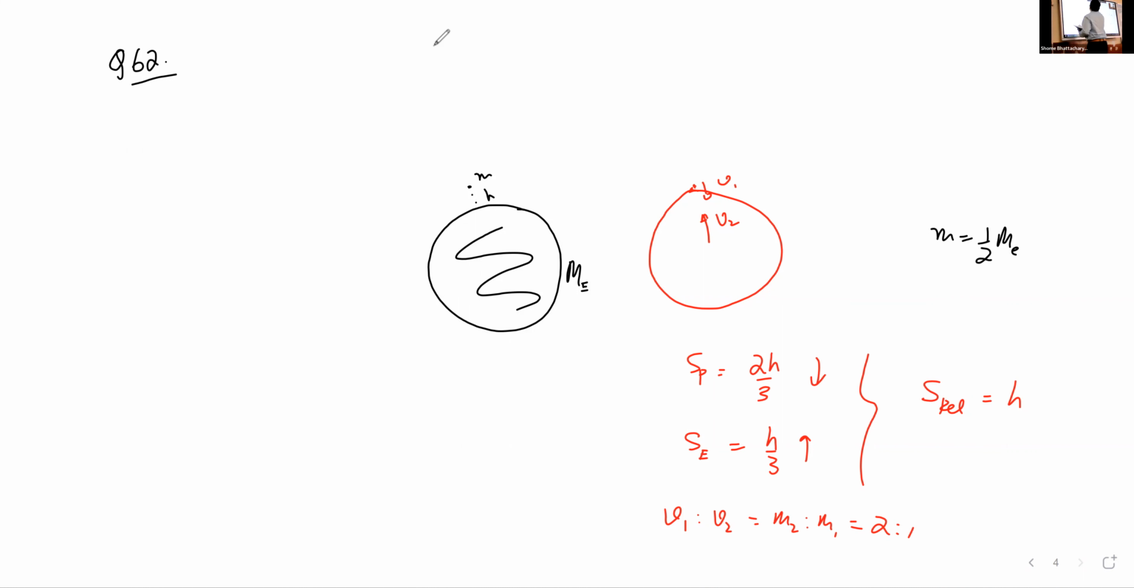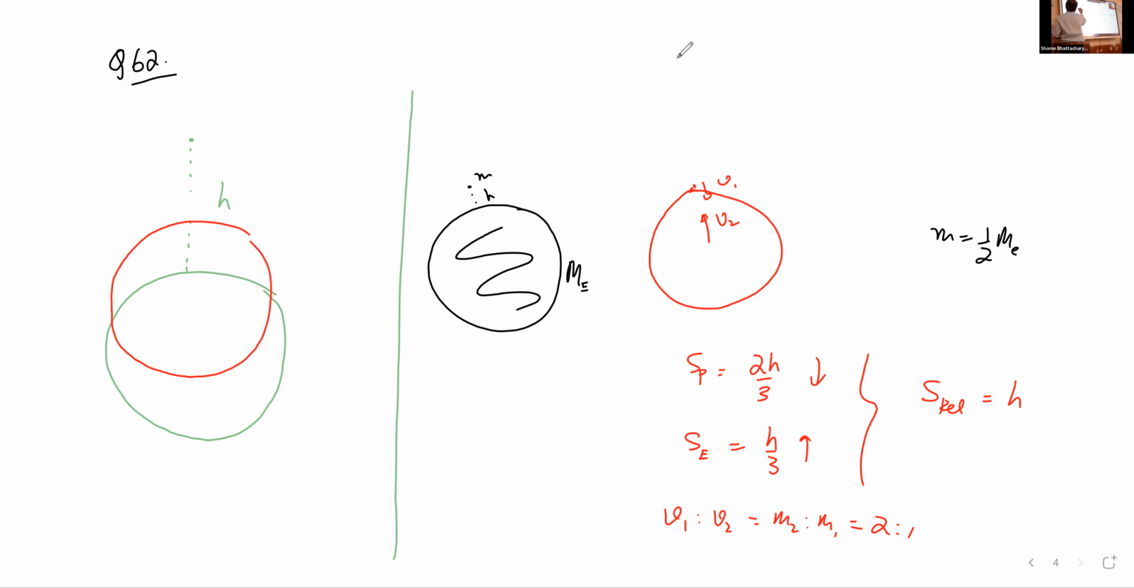So let's do this more schematically. What is happening is, let's say initially this is h. After some time, the Earth has gone up a certain distance and the particle has come down a certain distance, so that the distance between them is reduced to h by 2. By now the particle has a speed v1 and the Earth has a speed v2.